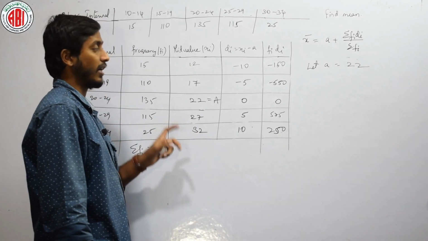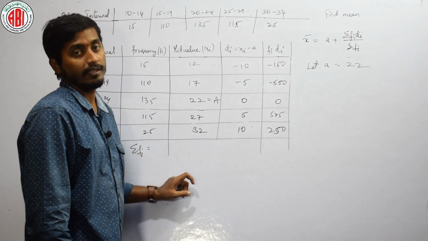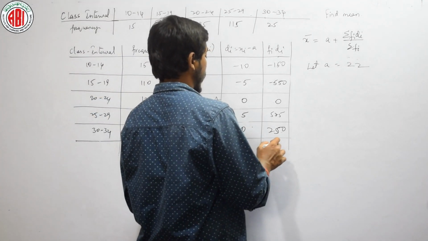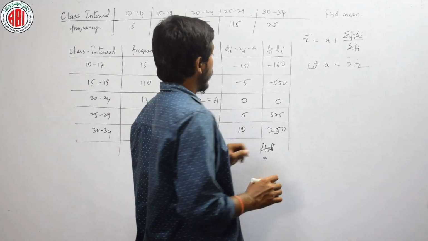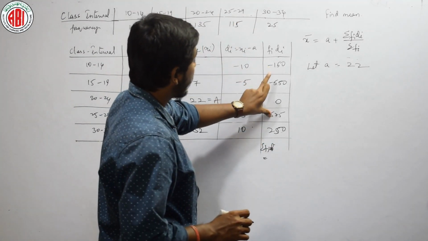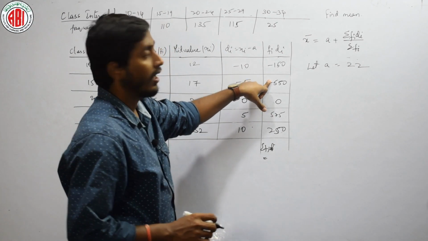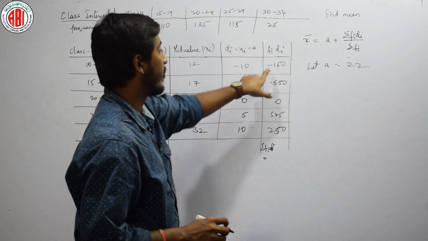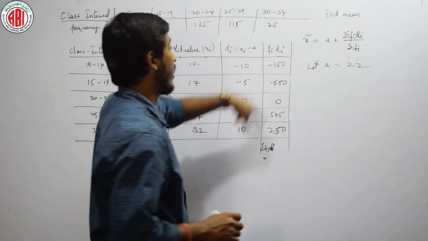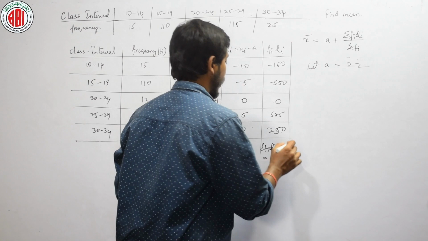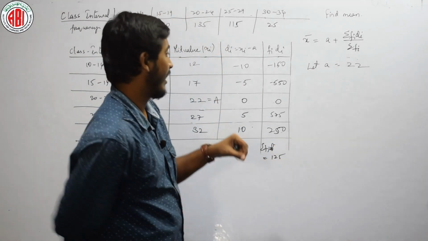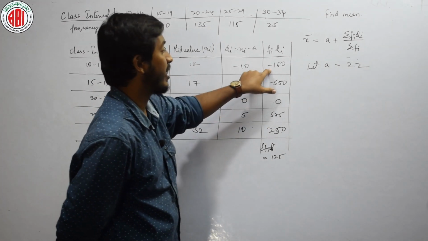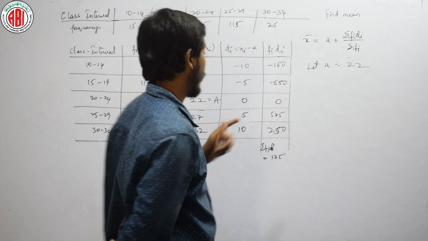We have to multiply these both and write it there. Yes. Let us do that. This is sigma Fi di. Now tell me, 575 minus 550, is it 25? Yes, 25. The next, 250 minus 150 is 100. 100 plus 25 is 125.